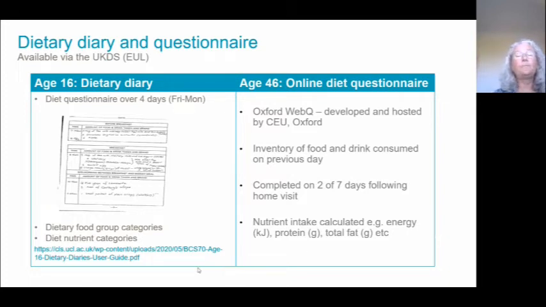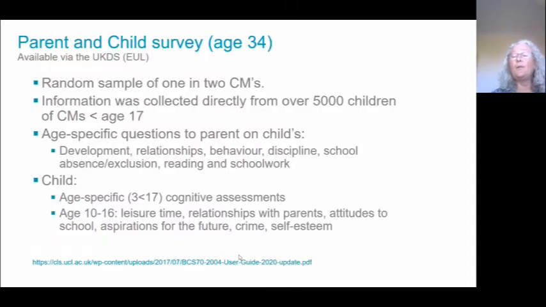As I mentioned earlier, the parent and child survey at age 34 was also conducted, and the parents were asked age-specific questions on the child's development, relationships, behaviour, discipline, among many other things. As I mentioned, the children completed cognitive tests, but children aged 10 to 16 also answered questions on their leisure time, relationships, attitudes, aspirations, crime, self-esteem, and more information can be found in the user guide on this. Again, a similar survey was conducted in the National Child Development Study.